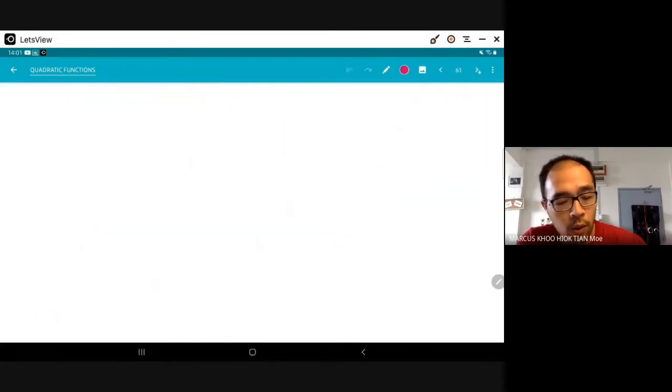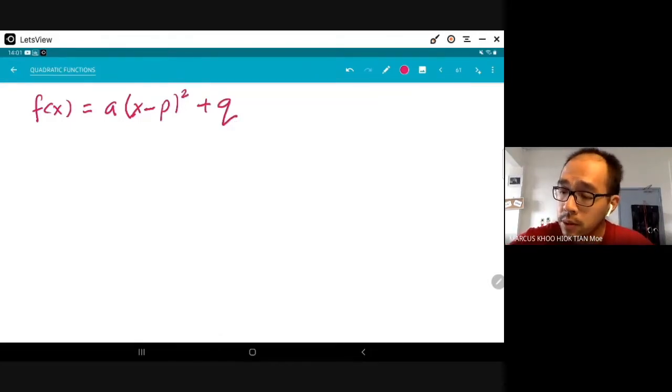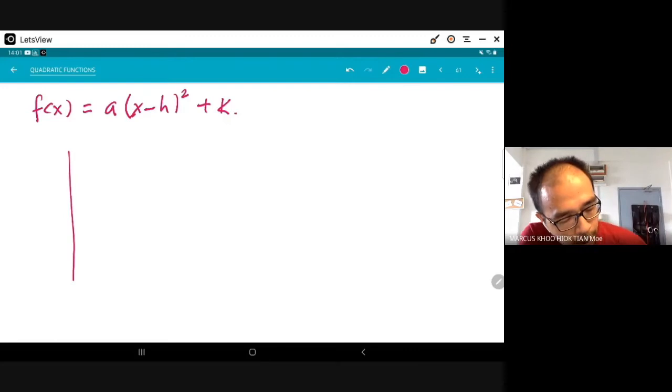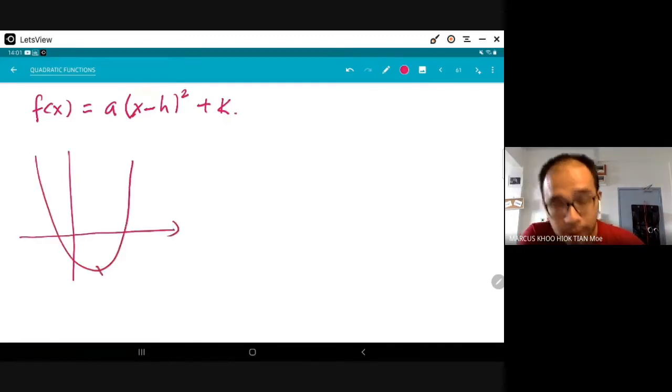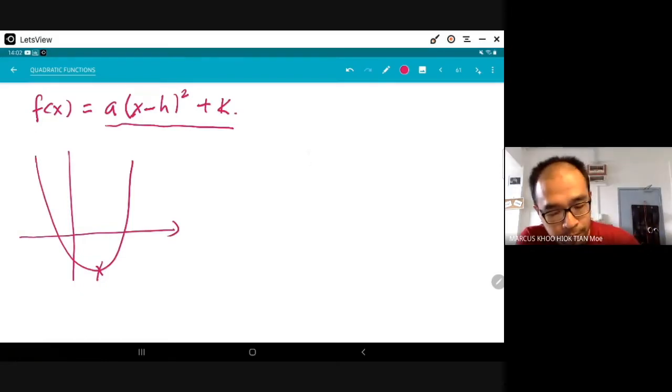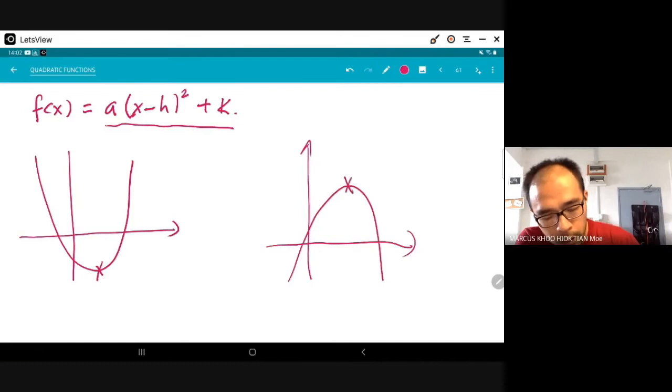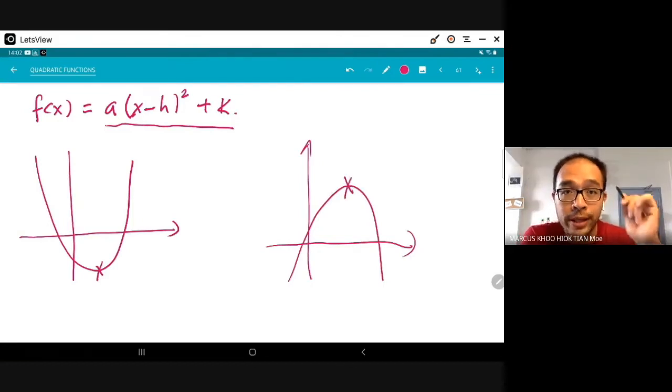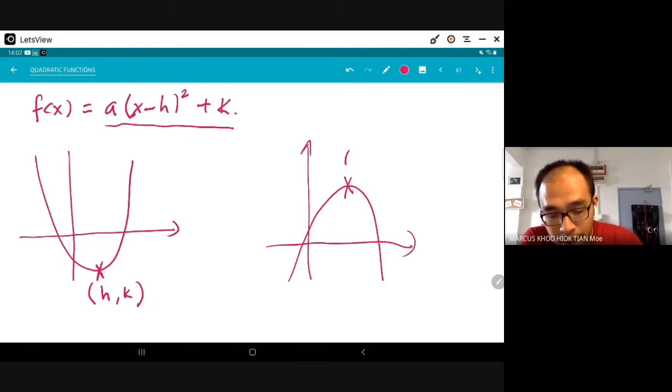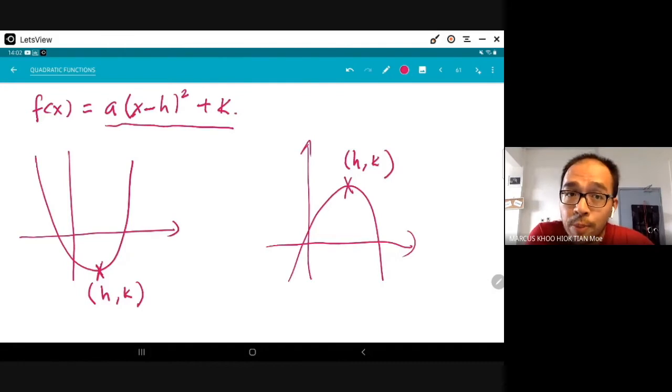Let me come back to our original one. The original vertex equation is A x minus h squared plus k. Oh, h and k, sorry. H, and then over here is k. So for a minimum graph, let's say beginilah. This is the minimum point. This equation tells us the coordinate of the minimum or the maximum point. Di mana the coordinate for the minimum point is h and k. So that's why this point is very important.